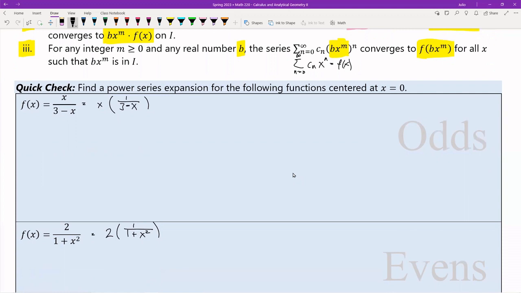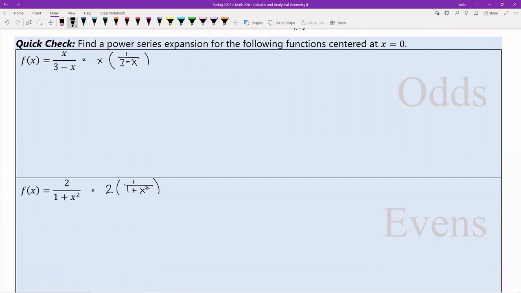Okay. So, like I said, I've already been making you do this, so it's not a big deal. Let's keep moving on.